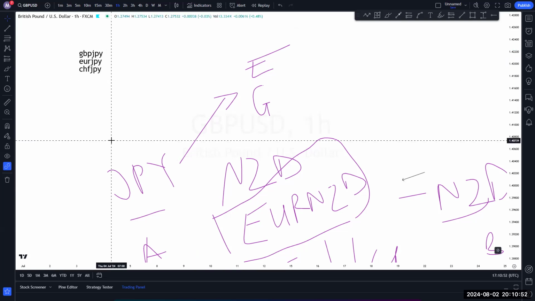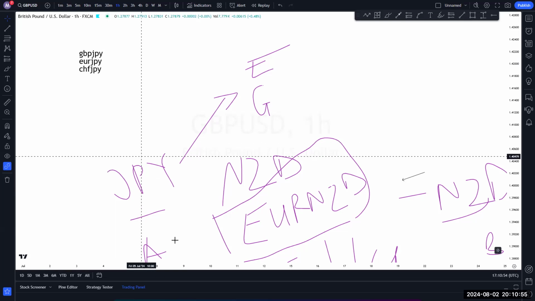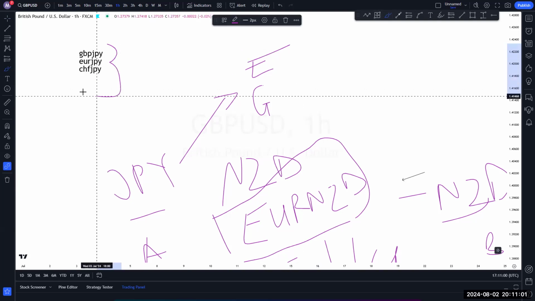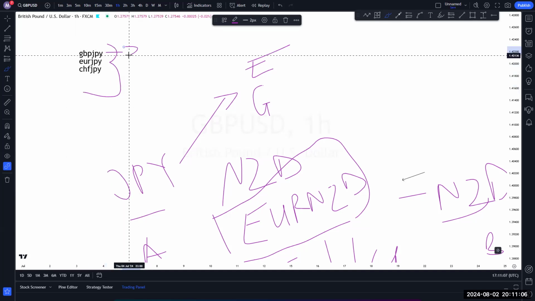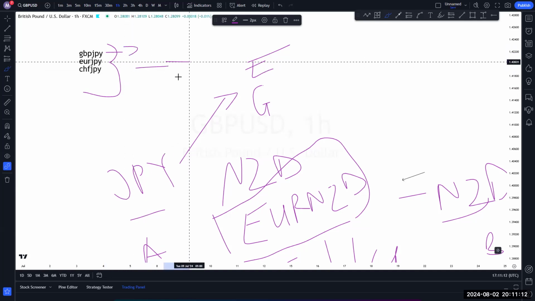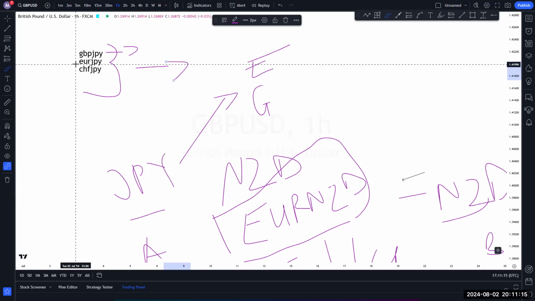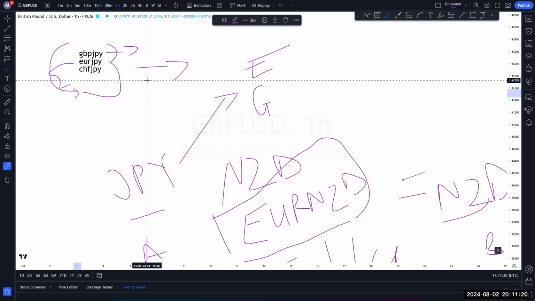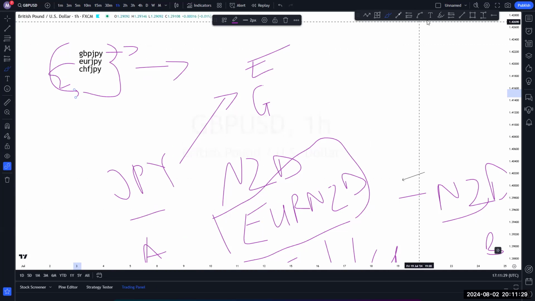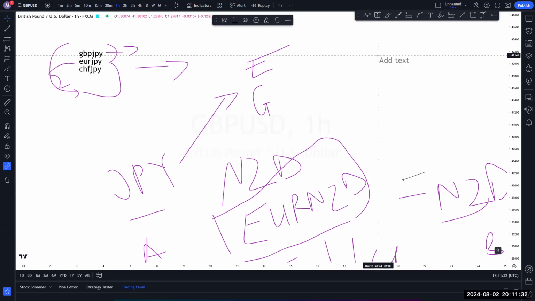Now these pairs, they have the same structure. Meaning whenever you see GBP JPY or Euro JPY reacting to or triggering its area of liquidity, you can go on and place orders on these last two. Because they usually have the same structure. You go and check it by yourself. They have the same structure. So we also have deviating pairs. We also have deviating JPYs.